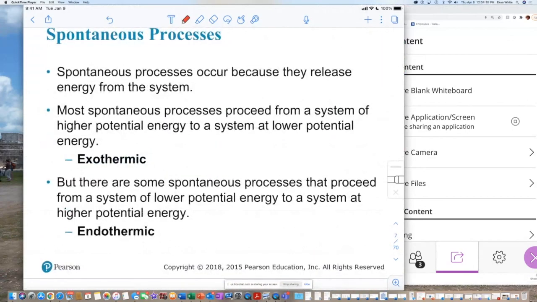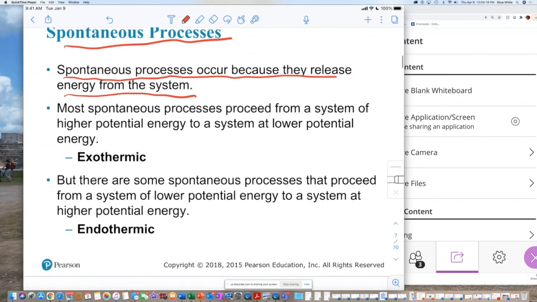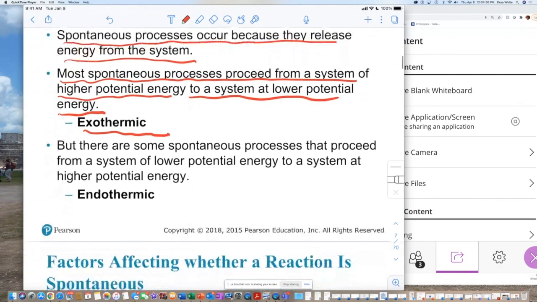Okay. So more on the spontaneous process. Spontaneous processes occur because they release energy from the system. I know, I've said this so many times, right? So most spontaneous processes proceed from a system of higher potential energy, much cleaner language, to a system of lower potential energy, like exothermic. I've already explained that before, so I won't re-explain it. Now I show you why endothermic reactions are actually not spontaneous, right?